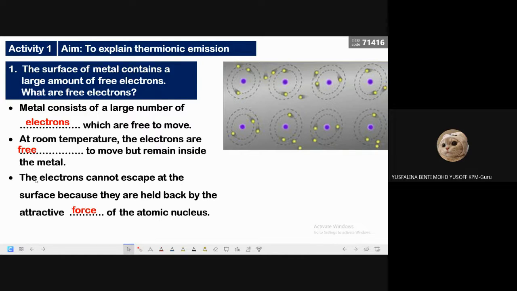The electrons cannot escape at the surface because they are held back by the attractive force of the atomic nucleus. This one I think you learned in chemistry, right? So there are free electrons inside the metal, but at room temperature they still remain inside. But when we heat the metal, the electrons gain enough energy, so they will be released to the surrounding.